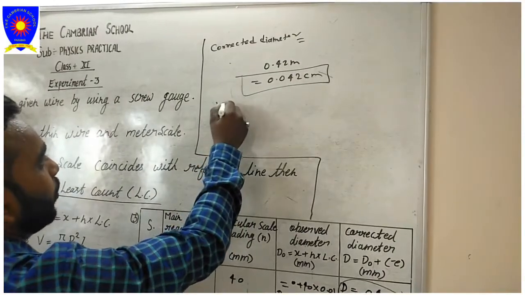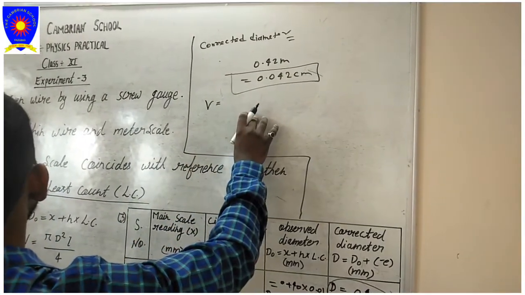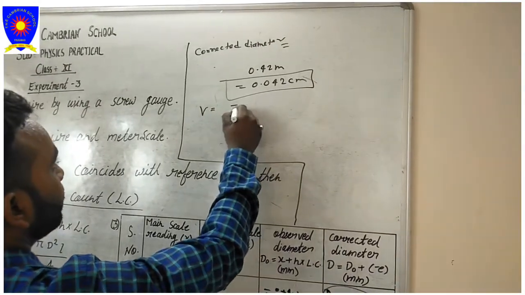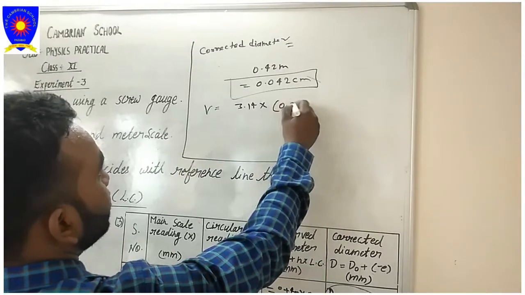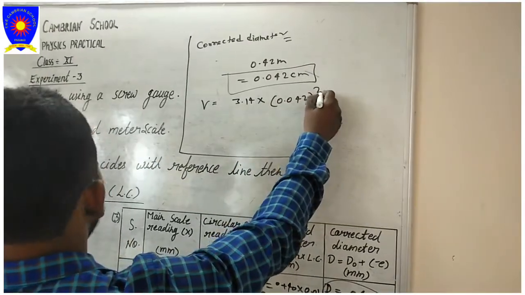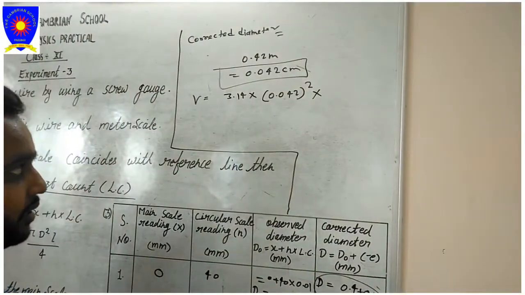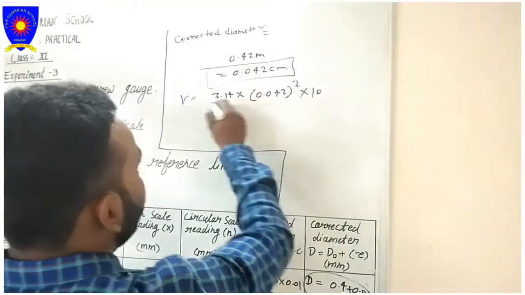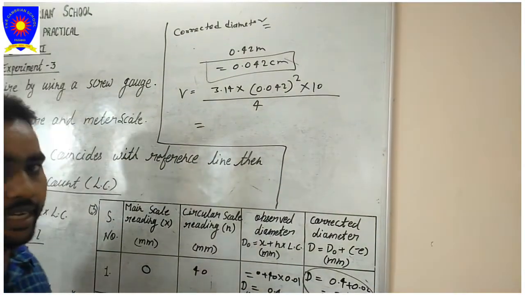Okay, now volume, how can we find? V is equal to pi, and the value of pi is 3.14, into D square. D square is 0.042 square, into L. L I have taken, the length of the given wire is 10 centimeter. So write here 10 upon 4. After solving this you will get the volume.